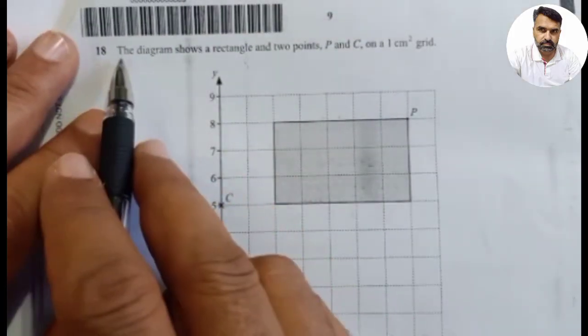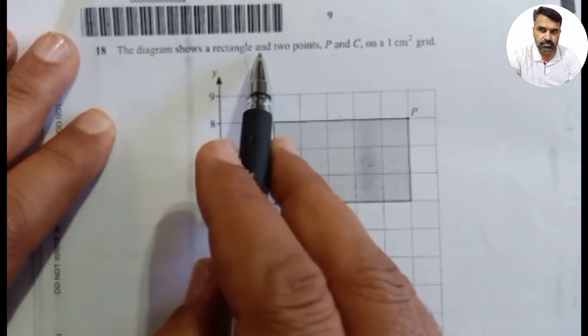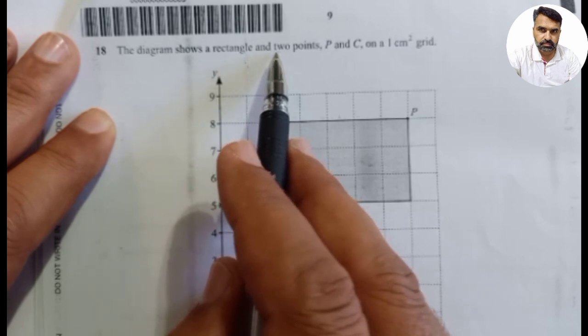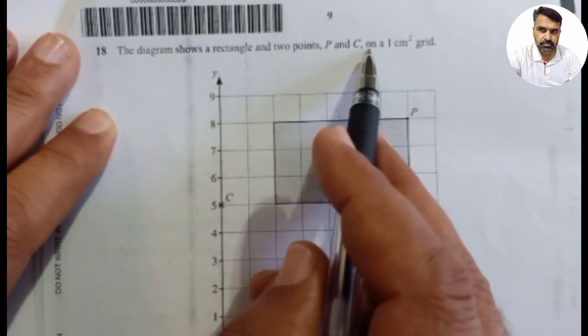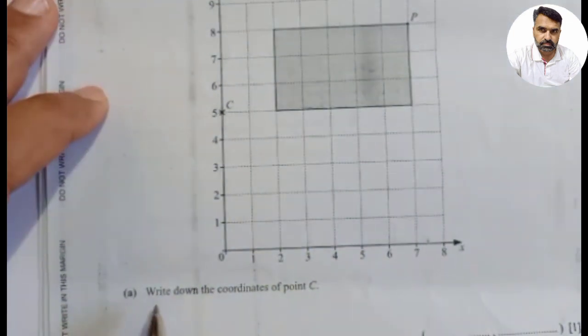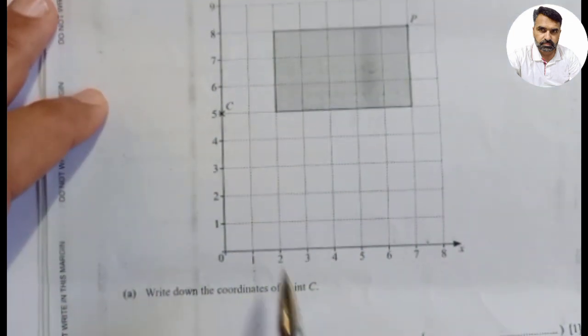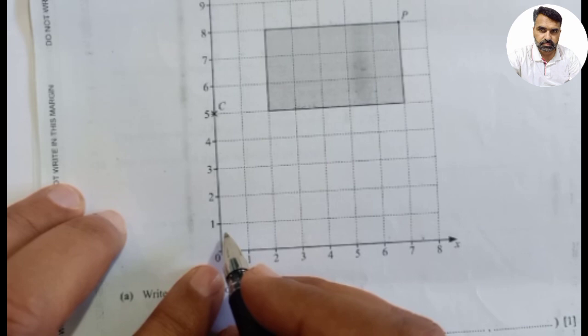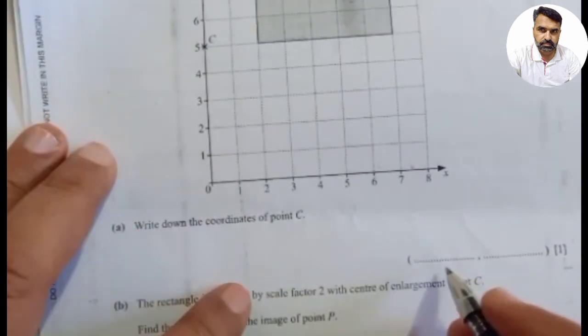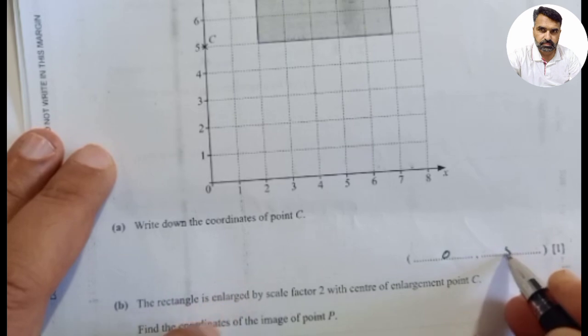Question number 18 is, the diagram shows a rectangle and 2 points P and C on a 1 centimeter square grid. This is the diagram. Write down the coordinates of point C. C lies on the y-axis, so x coordinate will be 0 and y coordinate will be 5. So the coordinates are 0 and 5.